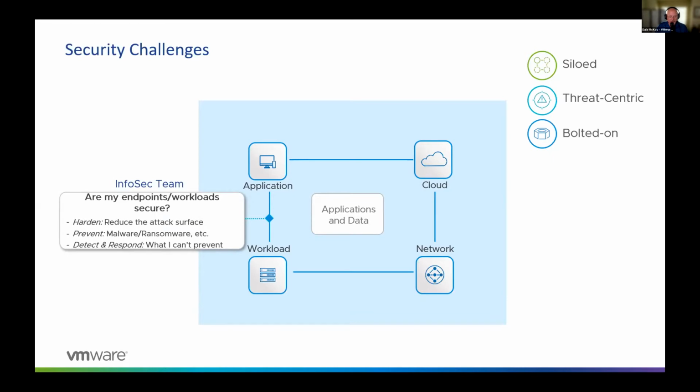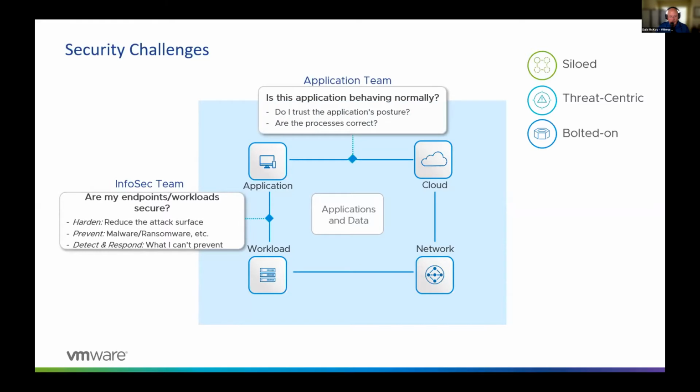Some of the things that they look to do is harden or reduce that attack surface. And obviously, they're in the business of prevention: malware, ransomware, et cetera. And for those things that they can't prevent, they want to be able to detect and respond. So the InfoSec team really has a considerable number of questions and areas of concern that they need to address with the products that we're going to discuss.